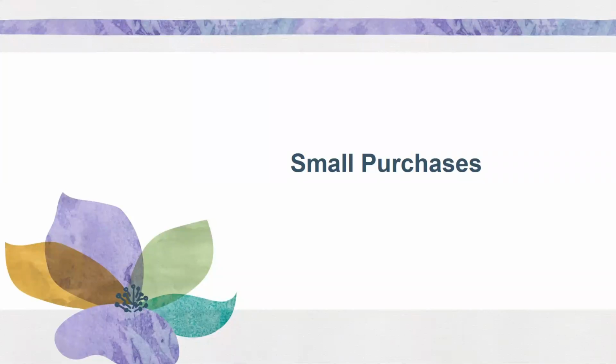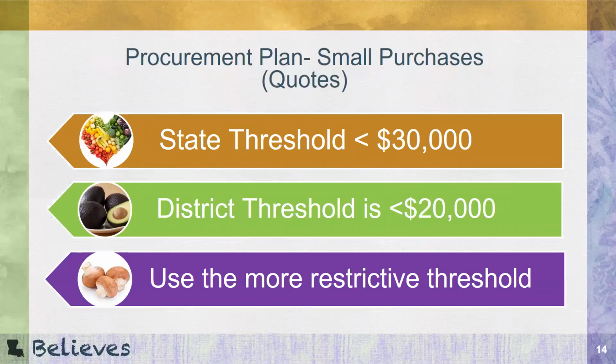Now let's talk a little bit about small purchase procurement. Hopefully you know the small purchase threshold is $30,000 and below, unless you have a district threshold of less. In this case, on this slide, the district has a threshold of $20,000. So as always, we must use the stricter. So in this case, the stricter is going to be the district threshold of $20,000. Charter schools, remember, small purchase threshold is $250,000 or less.